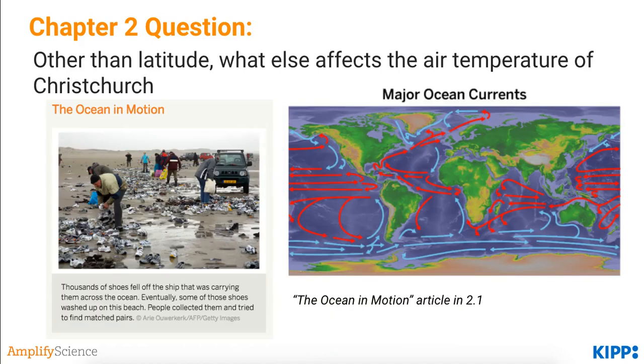Students start by reading the article, The Ocean in Motion. The contents of that cargo found its way to different locations across the world. They see that currents are what carry those things and move water across the oceans. They also learn that a current that starts at the equator is going to carry with it warmer than expected water, whereas a current that starts near the poles is going to carry with it cooler than expected water.